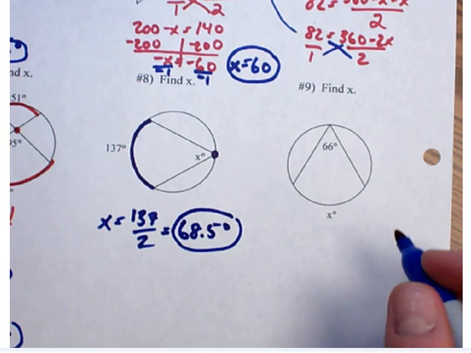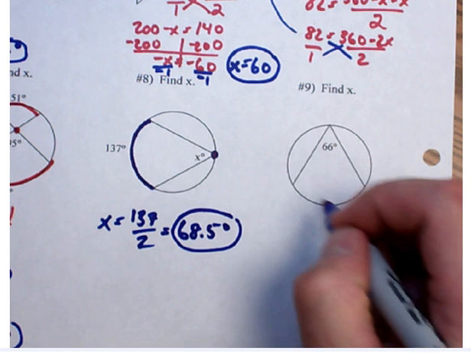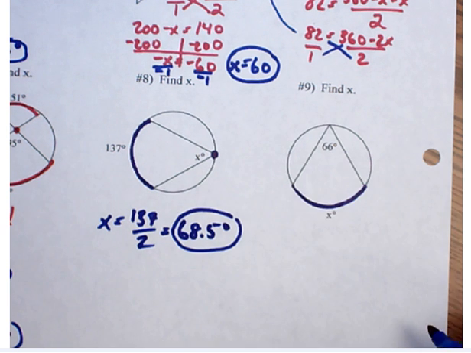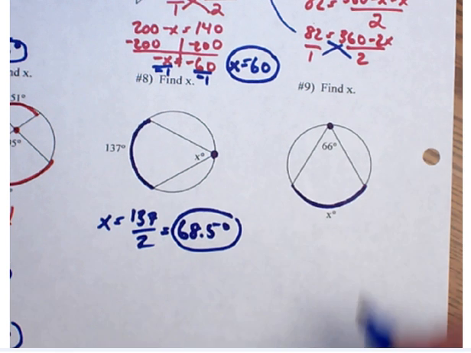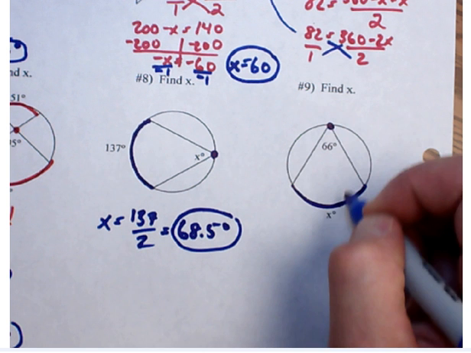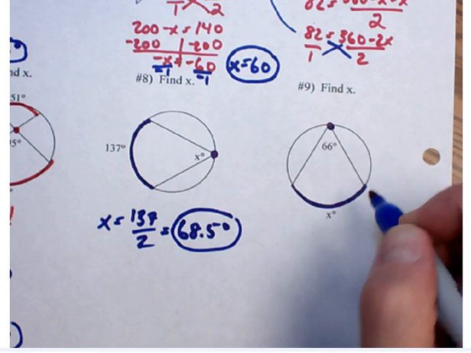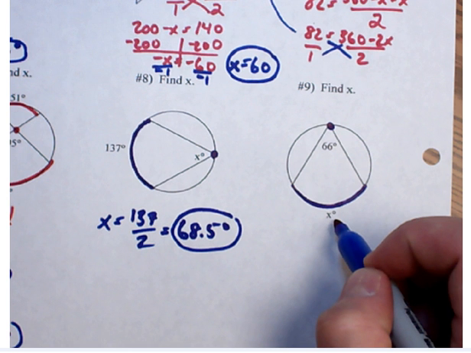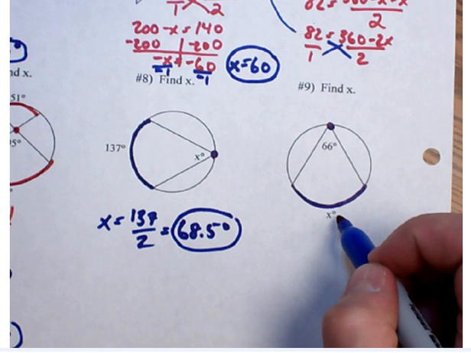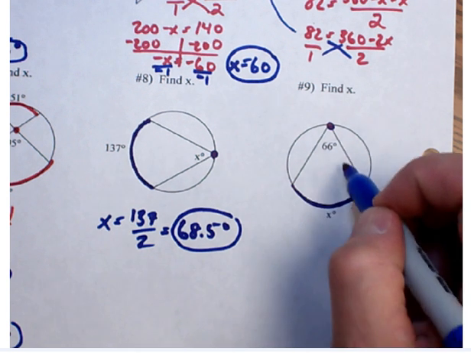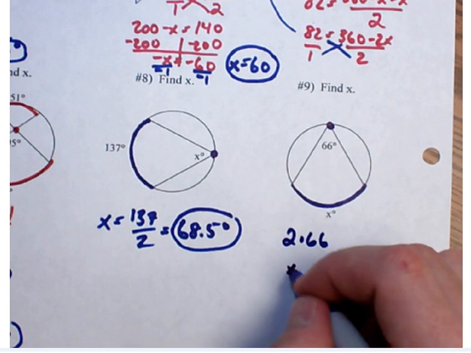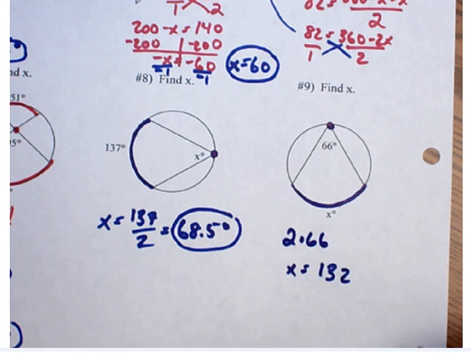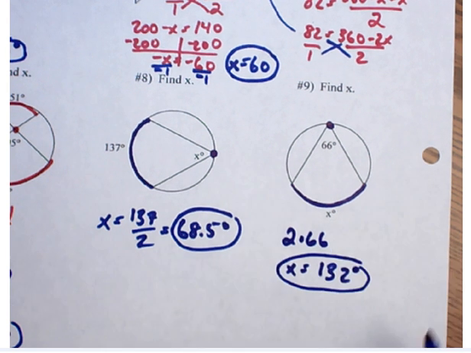And then the last example, number 9. X is the arc measure. 66 is the vertex, is the angle. Now the vertex is on the circle. On the circle is half of the arc. Now normally we would divide this by 2 to get the angle measure. Now we're working the other direction, so to go from the angle to the arc, we're going to double 66. We're going to multiply by 2, so x equals 132. And that is the end of our examples.